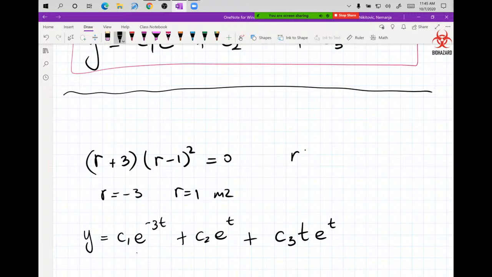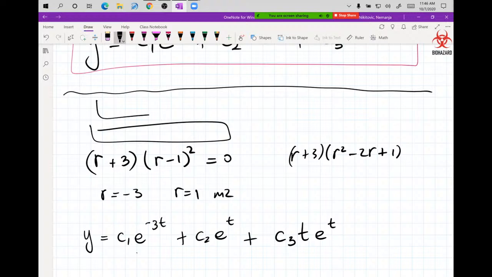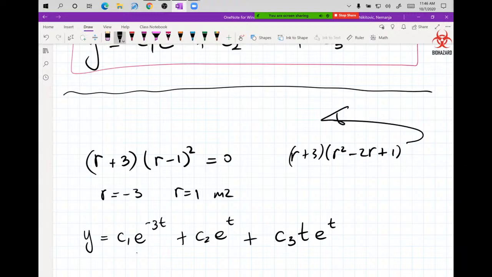This would be r plus 3 times r squared minus 2r plus 1. And when you FOIL that, that would give you the r equation, and then you can just write the y equation, replacing those r's with y primes. So you can go back and figure it out.